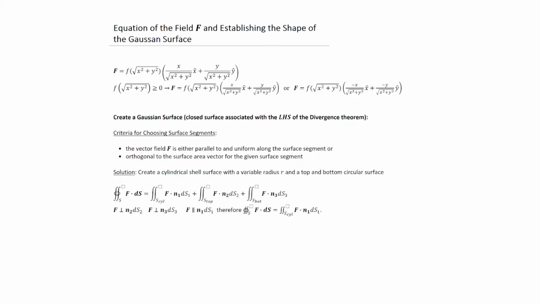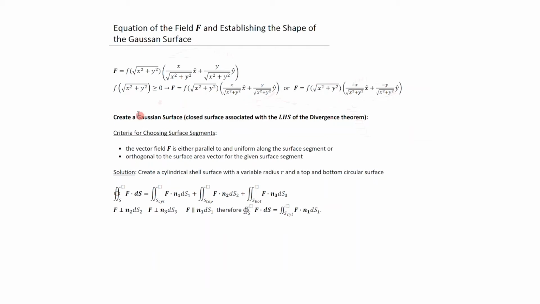All right, so now we need the equation of the field F and to establish the shape of the Gaussian surface. We know that the field is in the radial direction, so we can write it in Cartesian coordinates to look like this. And we know it depends on the radius, so we say it's a function of the square root of x squared plus y squared. However, the square root is greater than or equal to 0, so there's a chance that the field can be pointing inwards or outwards, and that's accounted for by just changing the sign on the unit vector. So this is for a field pointing outwards in a radial direction. This is for a field pointing inwards in a radial direction.